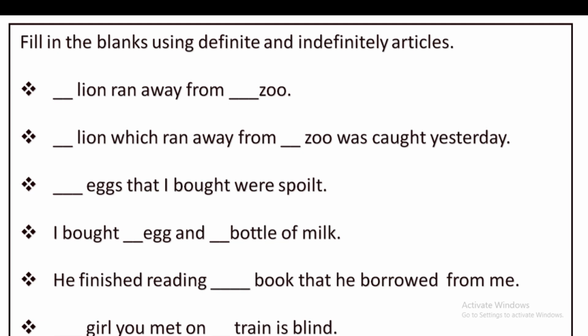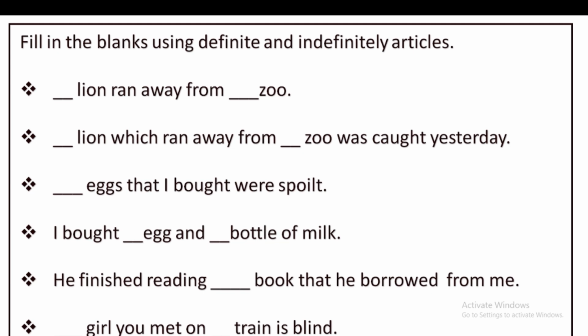When we look at the third one, what's the correct one? What have you written? An X? No, that's wrong, because we use indefinite articles only with singular nouns, if you remember. Therefore, here we definitely will not use an or a. Here we are going to use the X. Why? Because I'm talking only about the eggs that were spoiled. The next one, I bought an egg and a bottle of milk. The next one, he finished reading the book that he borrowed from me. Why the? Because it's specific, particular, definite. The book which he borrowed, I'm not talking about thousands or millions of books. I'm talking only about that particular book that he borrowed from me.